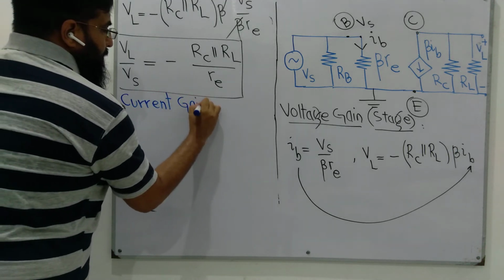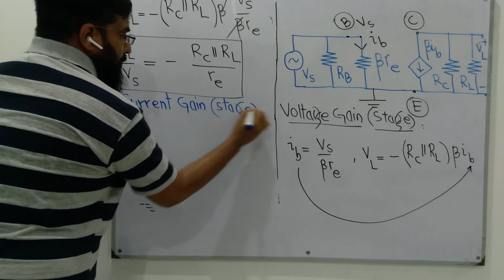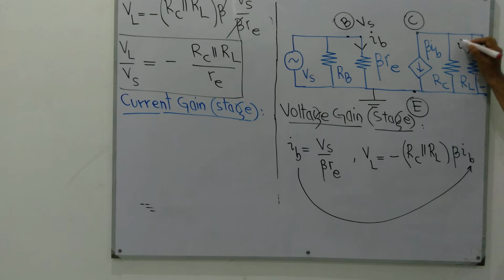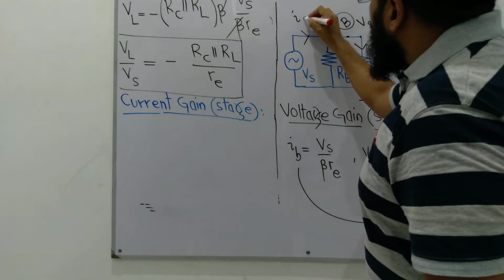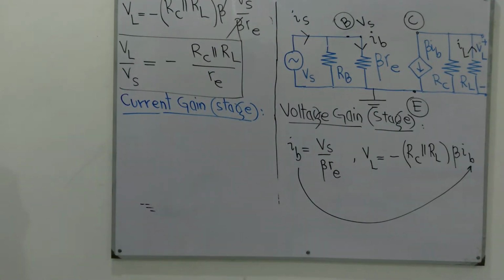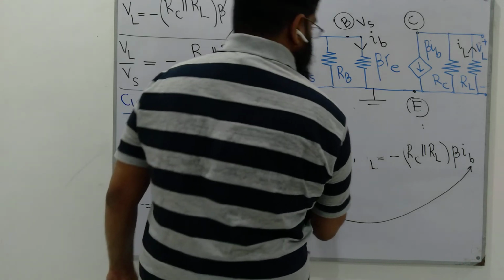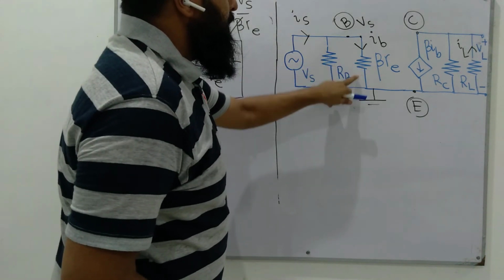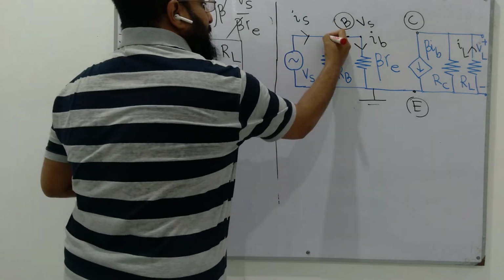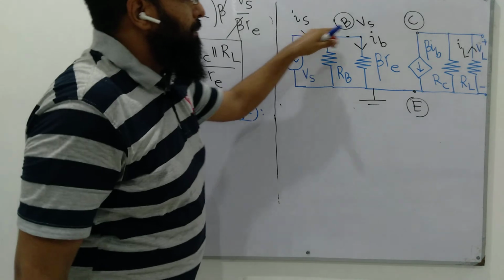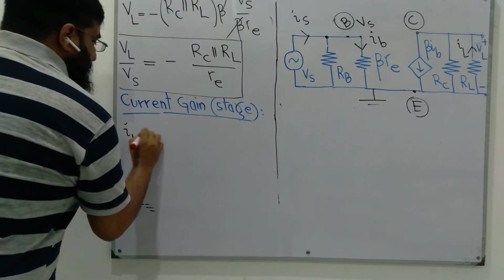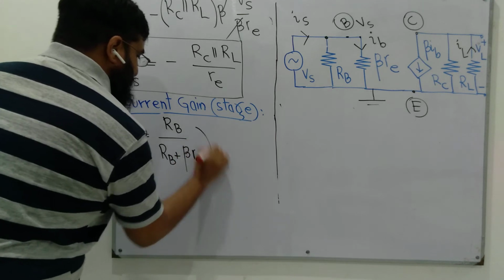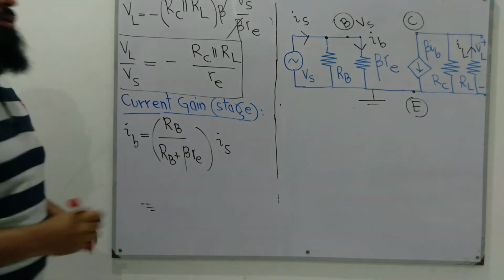Current gain of the stage would be IL, the current flowing through the load resistor, divided by the current flowing through the source IS. So the ratio IL over IS should give us the current gain. Since this IB is the current that flows through this beta RE, IS is the current that divides at this point, part of it flows through RB, part of it is IB. So according to the current divider rule, IB is the other resistance in the numerator divided by the sum of the two resistors in the denominator times the entering current IS.